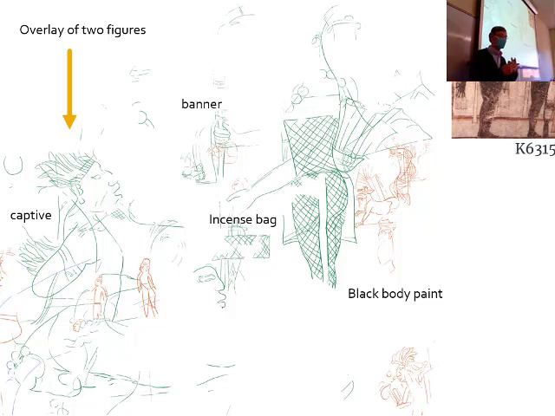But you look closer at the captive, it seems that there are at least two different figures there, kind of overlaying. It's not clear which one is actually facing the person with the banner and the incense bag. One of them does. The other one probably does not. That leg seems to be pointing the wrong direction. It has to be that way. Or maybe it's just sloppy drawing. Who knows? It's graffiti. And you can see little images which seem to be unrelated.